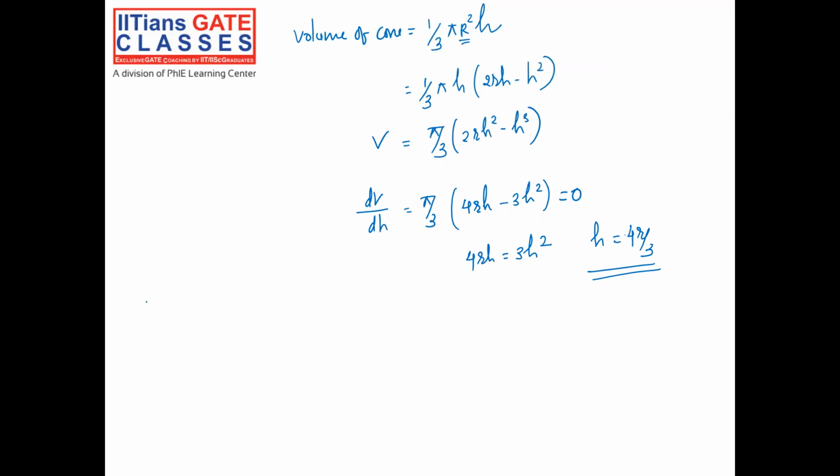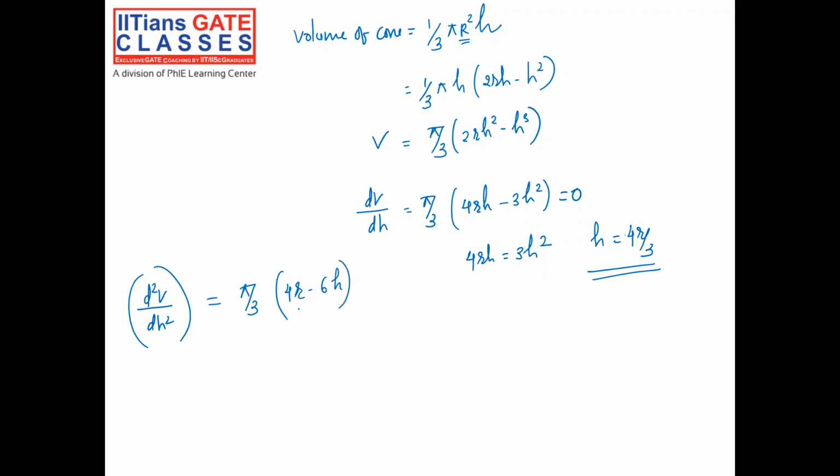So if we differentiate again, d2V by dh square, it will be pi by 3 times (4r minus 6h).